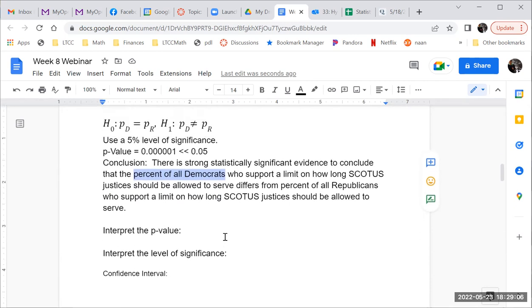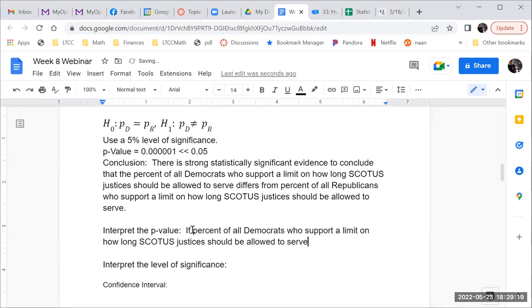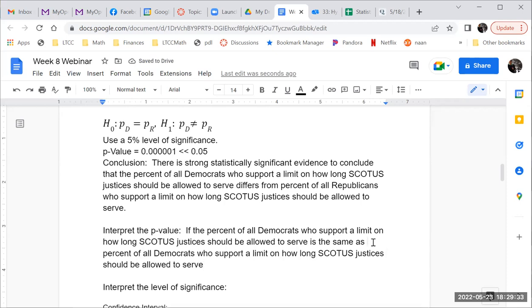Okay, now I want to interpret the p-value, which is really, really small. What's the first word? If. Yep, if. Nothing's changing here. Okay, so if, and now I'm going to copy and paste because it's a whole lot easier. The percent of all Democrats who support a limit on how long SCOTUS justices should be allowed to serve is the same as the percent of all Republicans who support a limit on how long SCOTUS justices should be allowed to serve.